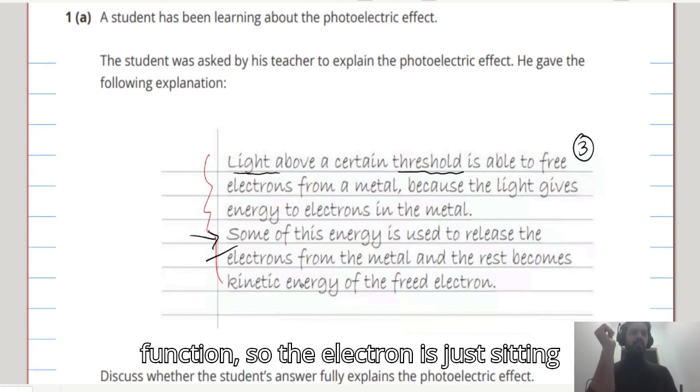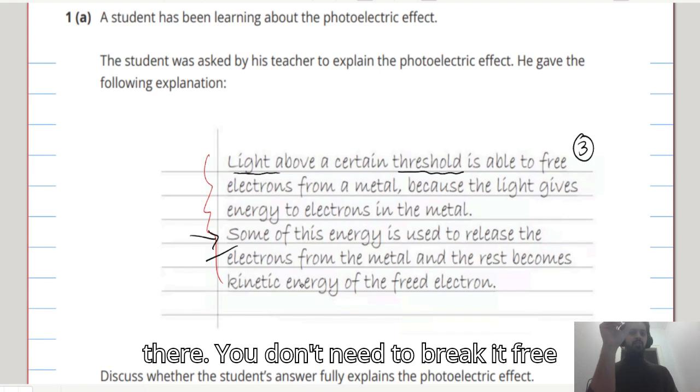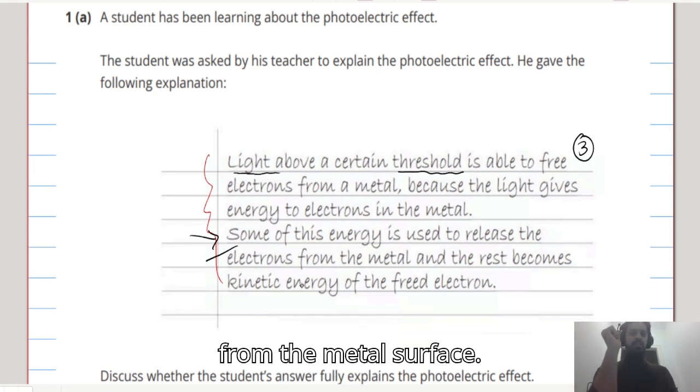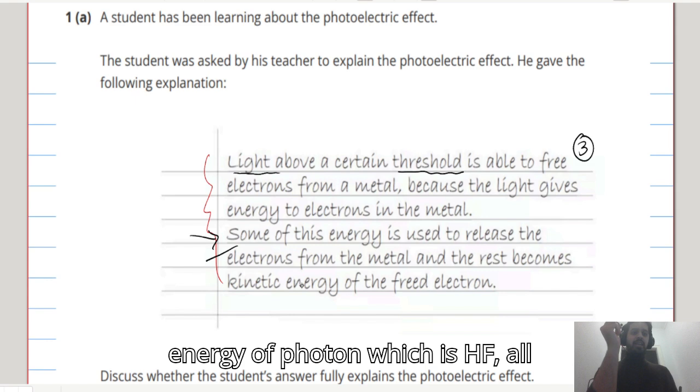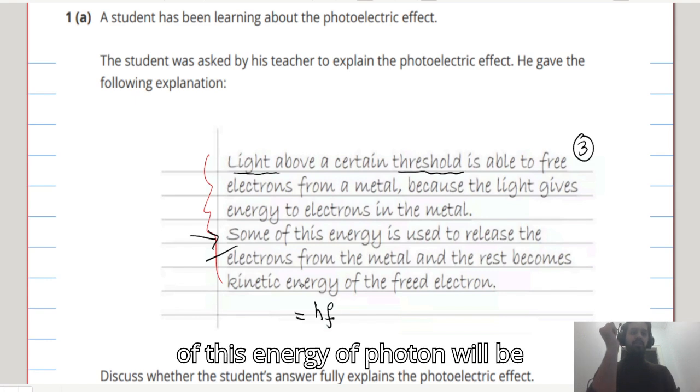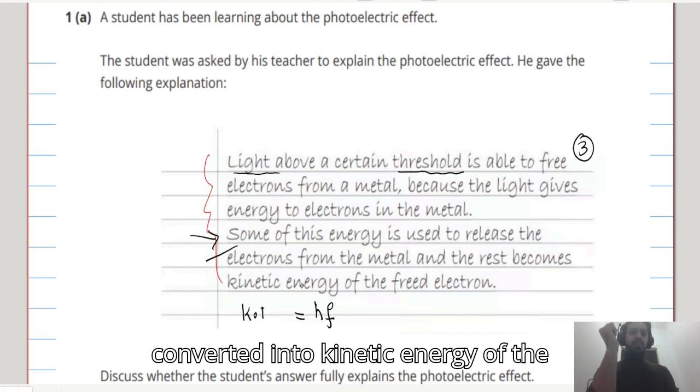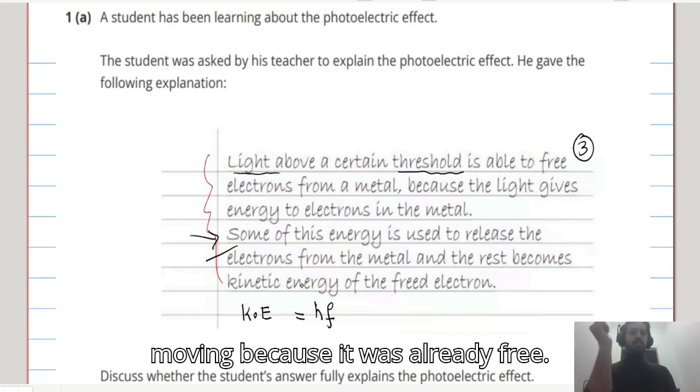Imagine there is no work function. So the electron is just sitting there. You don't need to break it free from the metal surface. In this case, if an electron absorbs the energy of a photon, which is hf, all of this energy of the photon will be converted into kinetic energy of the electron, right? So the electron will start moving because it was already free.